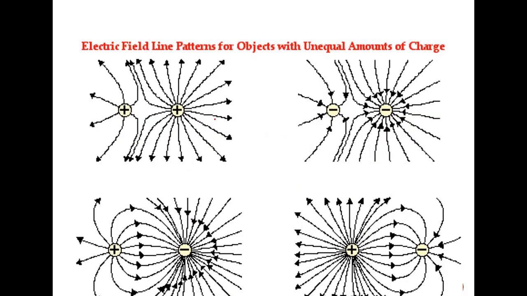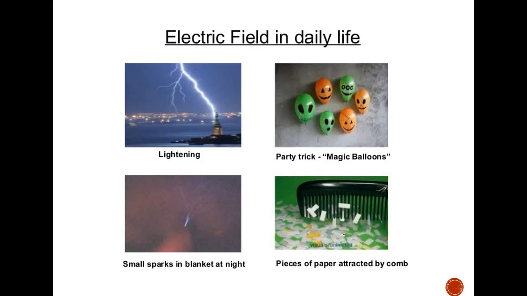Field line patterns for objects with unequal amounts of charge. You can see that for these two charges, this positive charge is stronger than this one. How do we know? By looking at the field lines, where we can see that there are more field lines for this charge compared to this one. Same with this one, positive and negative here. This positive charge is stronger than the negative charge because there are more field lines here.